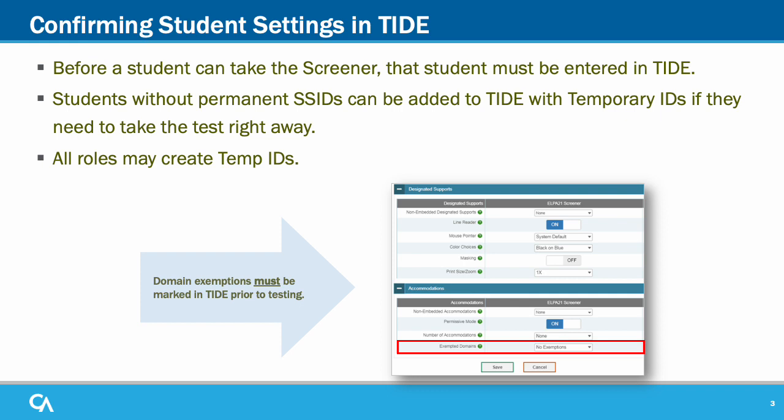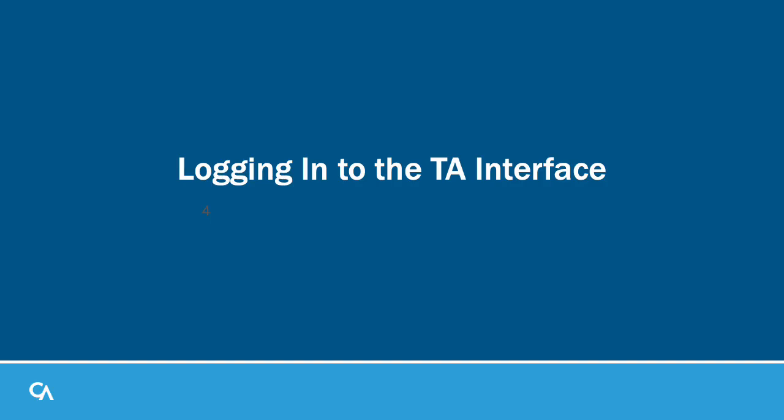Additionally, students who require a domain exemption must have that domain exemption recorded in TIDE prior to testing. If no domain exemption appears in TIDE, then all domains will be scored for the student, even if no questions are answered. Contact your state administrator for clarification on how to determine and record domain exemptions in TIDE in your state. Note, students with one or more domain exemptions programmed in TIDE will be automatically administered both steps 2 and 3 of the online screener.